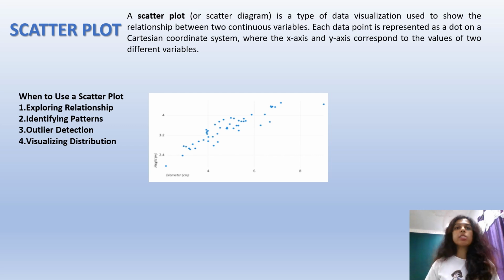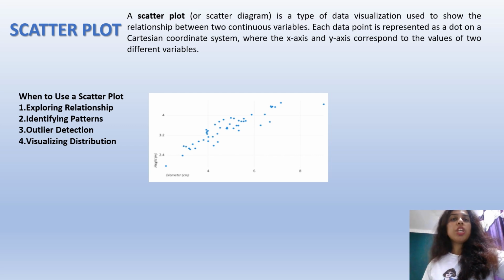For example, exploring the relationship between height and weight, or advertising spend and sales revenue. These are useful for spotting trends, clusters, or outliers in the data. You can identify whether the variables have a positive correlation, negative, or no correlation. Scatter plots make it easy to identify data points that deviate significantly from the overall pattern, highlighting potential anomalies.